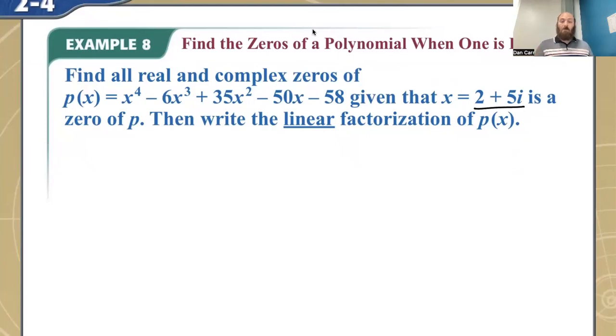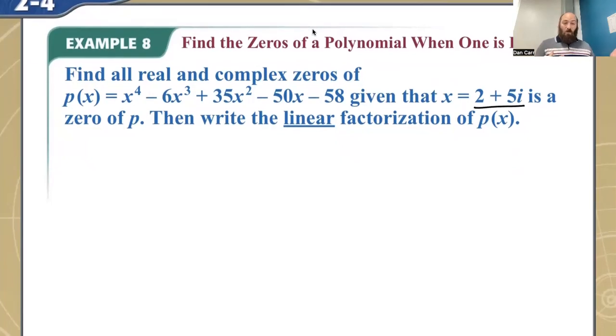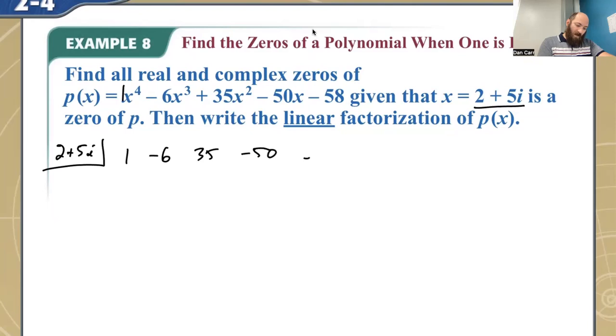So we're doing the same thing. I'm already given 1 zero, and I'm given a complex one. Technically, I could go and graph it to find any real zeros, but maybe they're all irrational, possibly. So what I'm going to do is my synthetic division still. I'm going to put 2 plus 5i, because that is my 0 there. So I got 1, -6, 35, -50, and -58.